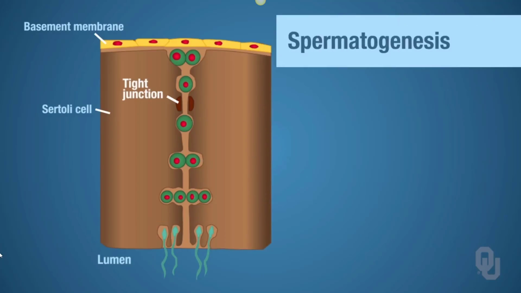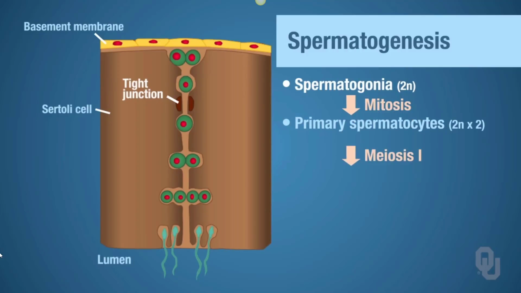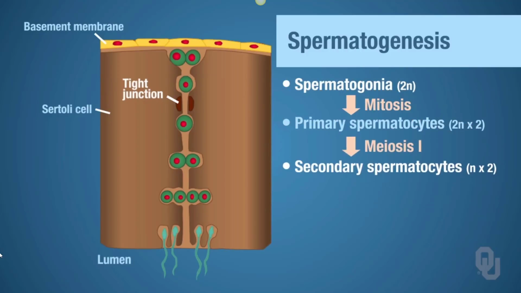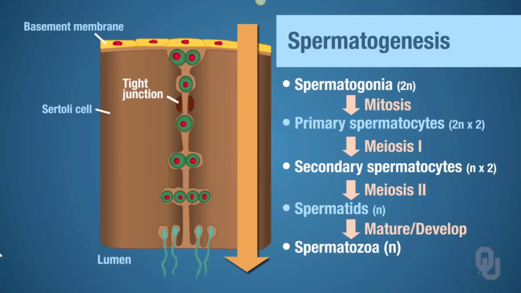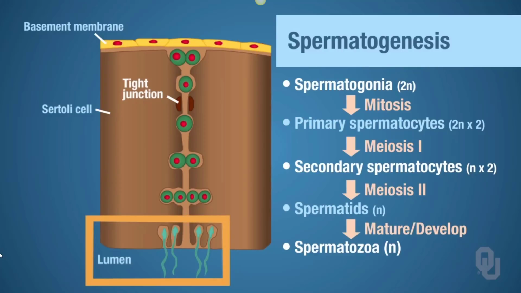Okay, this process, spermatogenesis, began with the spermatogonia. Mitosis took place. You produced primary spermatocytes, then meiosis 1 occurred to produce secondary spermatocytes, then meiosis 2 occurred to produce spermatids, then the spermatids matured and developed into gametes, male gametes, spermatozoa. And all of this process was occurring as the cells were migrating from the basal compartment toward the luminal compartment. And once this process is over, the sperm are actually in the lumen of the seminiferous tubule.